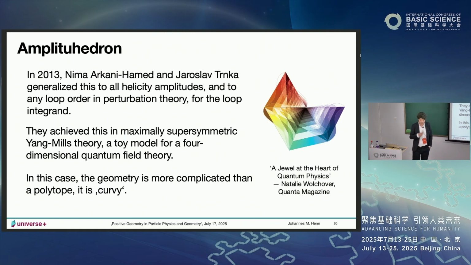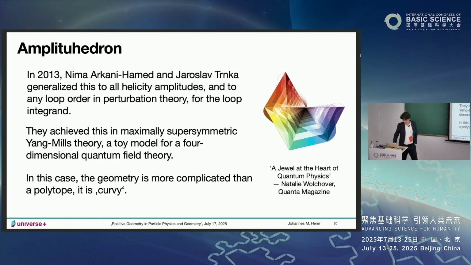So actually four years later, Nima and Yaroslav found a generalization of Hodges' formula, which now applies, first of all, staying at tree level, to all helicity amplitudes. So all of the pure Yang-Mills tree-level amplitudes can be represented as a volume of some abstract geometric object. But not only that, as I said, it applies also to all loop orders of this planar N equals 4 super Yang-Mills theory.